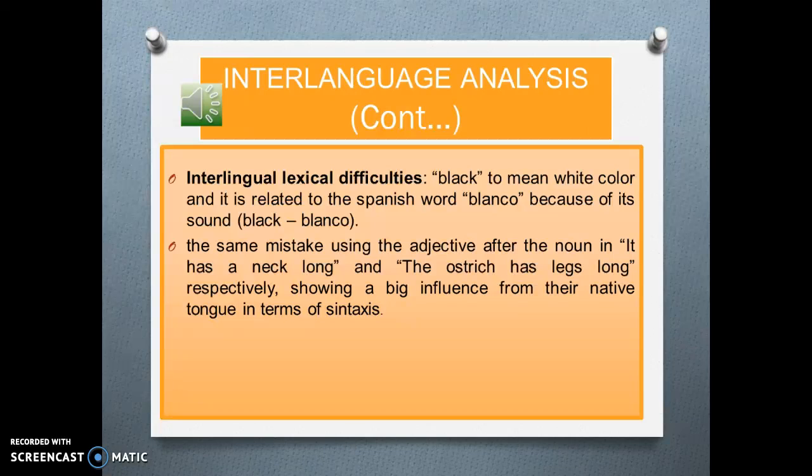Students present some interferences from Spanish, their L1. In the samples, one of the students used the word black to mean white color, also because of the closeness in sound to the Spanish word blanco. Both Nicolás and Angie presented the same interlingual lexical difficulties by using the adjective after the noun, as in "it has a neck long" or "the ostrich has legs long."